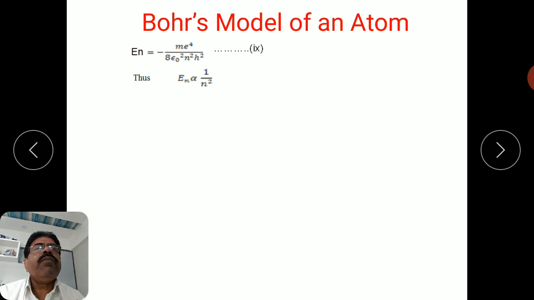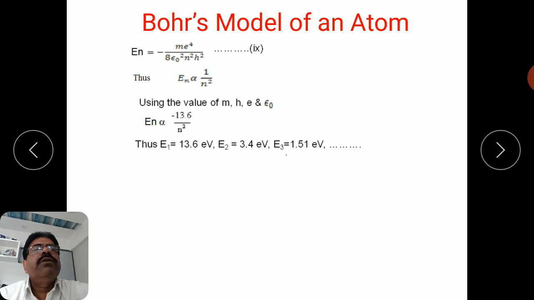Okay, so En is directly proportional to 1 upon n square, the energy of the electron in the nth orbit. If you substitute the values of all these constants, m, h, e and epsilon 0, what you get here is En is directly proportional to minus 13.6 upon n square in terms of electron volt. Now if you substitute n is equal to 1, the energy will be minus 13.6 electron volt, E2 will be minus 3.4 electron volt. E2 means for n is equal to 2, so n square will be 4 here.